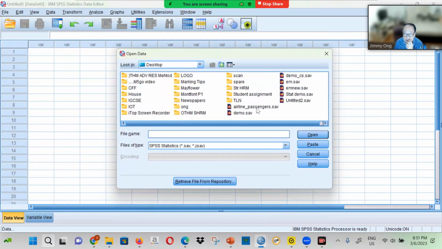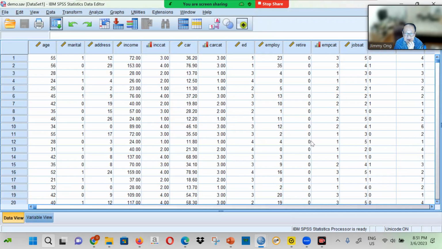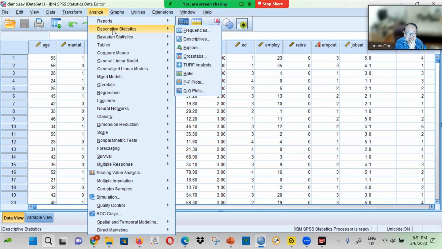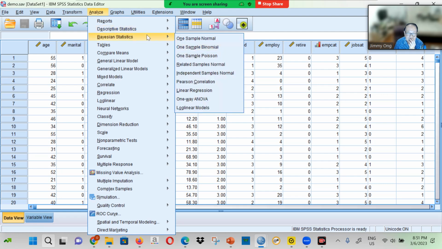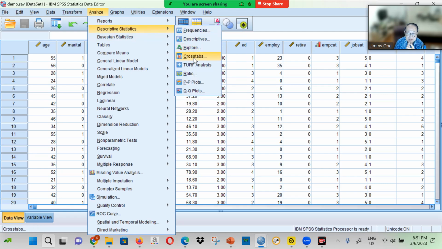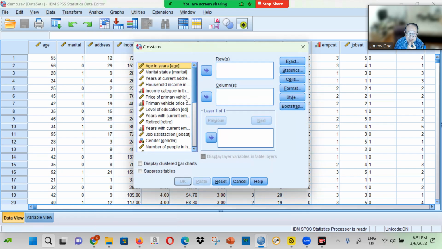So I'm a bit down to earth. That's why I show you hands-on. I like to be hands-on. These are called cross-tabulation. Right? You can cross-tabulate anything. Right? Let's go.